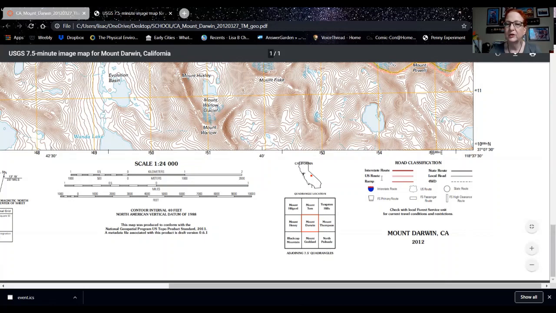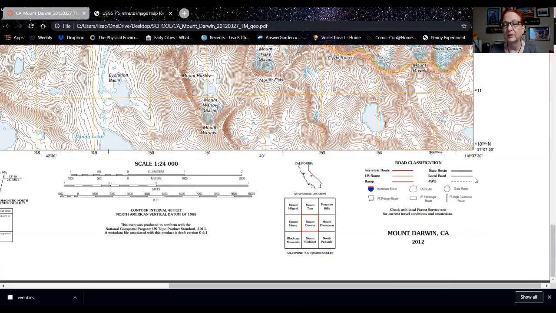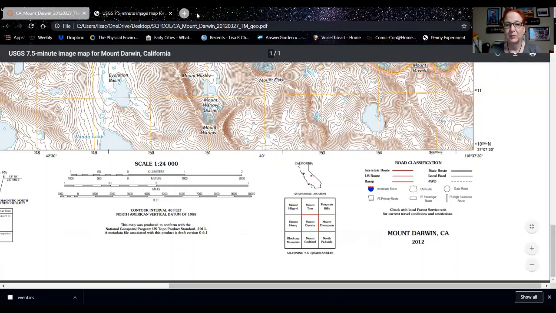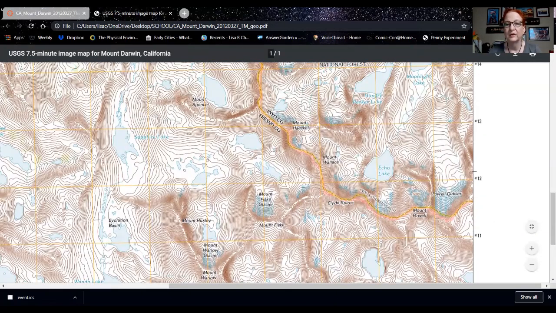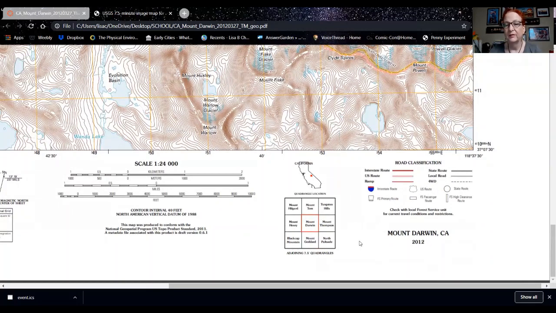The next thing shows you the different types of roads shown on topo maps, including the interstate, the primary roads, this sort of thing, four-wheel drive roads and trails. Some of them are trails, but you've got local and state roads, interstate road maps, that sort of thing. And then it tells you to check with the local Forest Service unit for current travel conditions and restrictions. That is because most of this is in the Forest Service purview. And then finally, the name of the map and the year that this was updated.